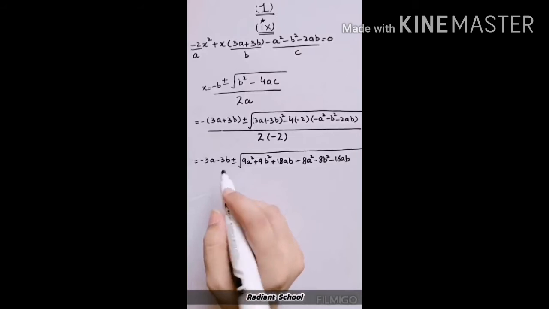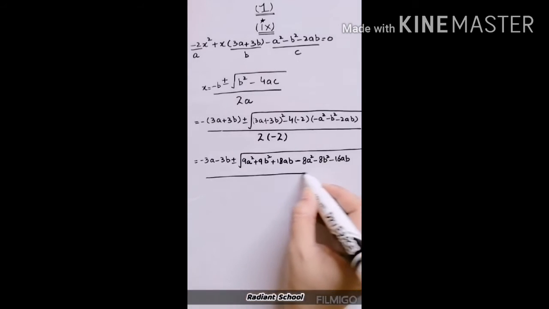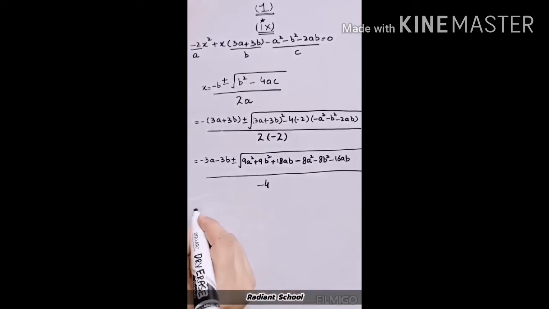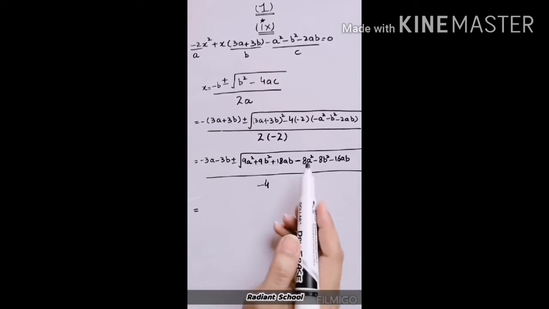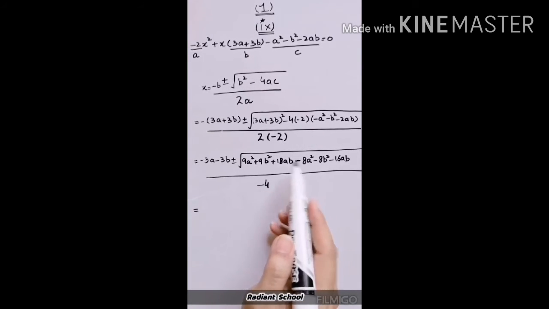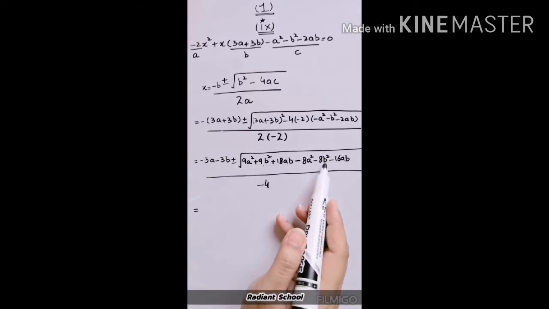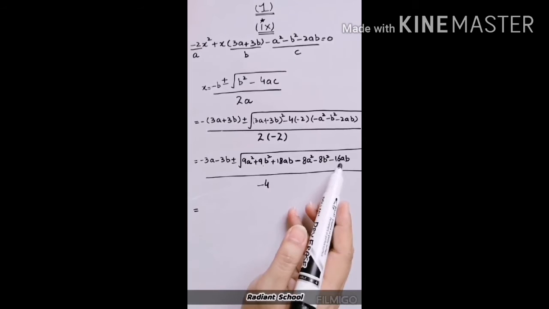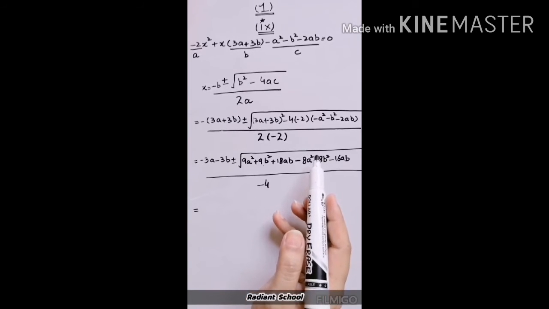Now we have to simplify in the denominator. Here it is minus 4. Now we will simplify the like terms. 9a square minus 8a square will be a square. 9b square minus 8b square will be b square. 18ab minus 16ab will be 2ab.